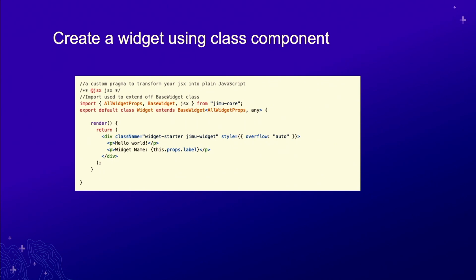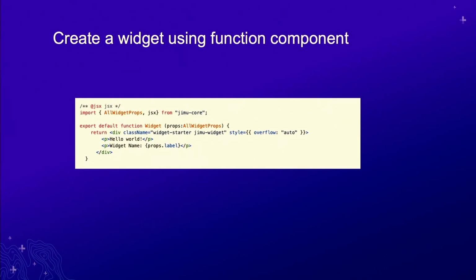Okay. So now let's look at the same example using a function component. The example loads the modules needed to create a simple hello world function widget. The widget is declared as a function with the type AllWidgetProps, which is using props of the widget. You're going to notice there's no render in here, so you're going to have a return statement, and that return statement is your output. That returns the hello world and the widget name from the props.label.